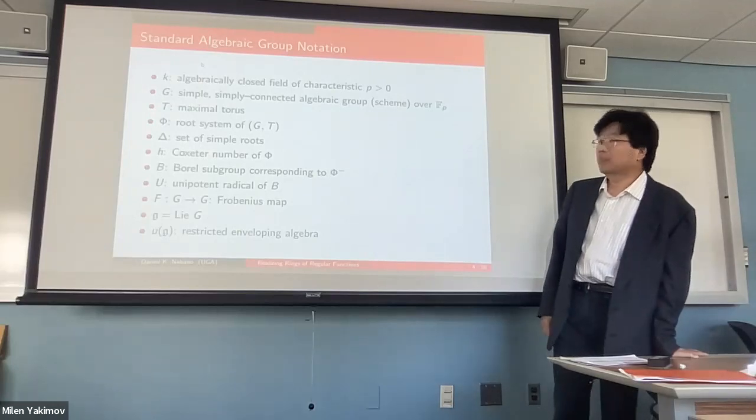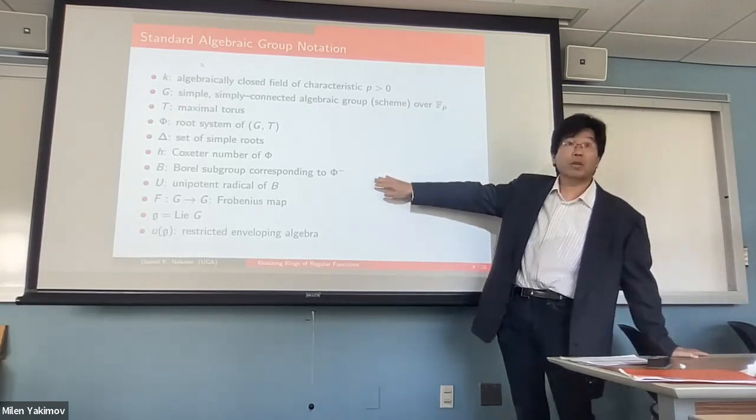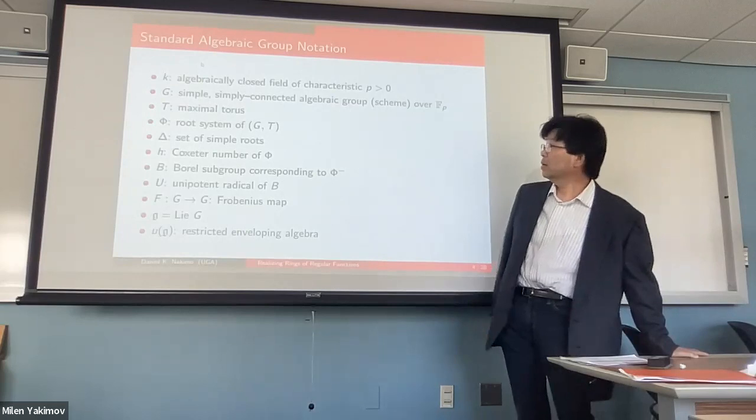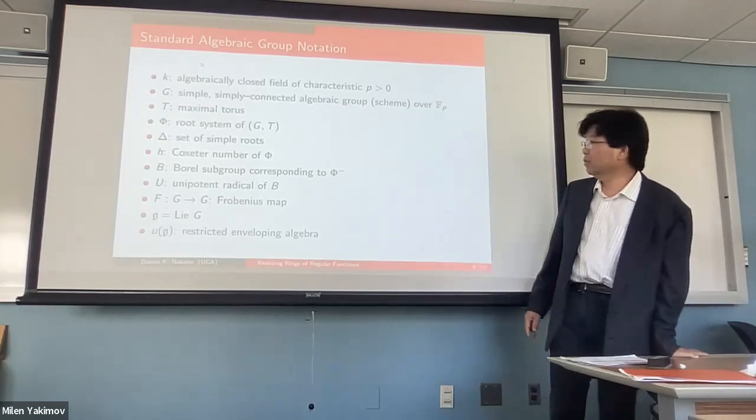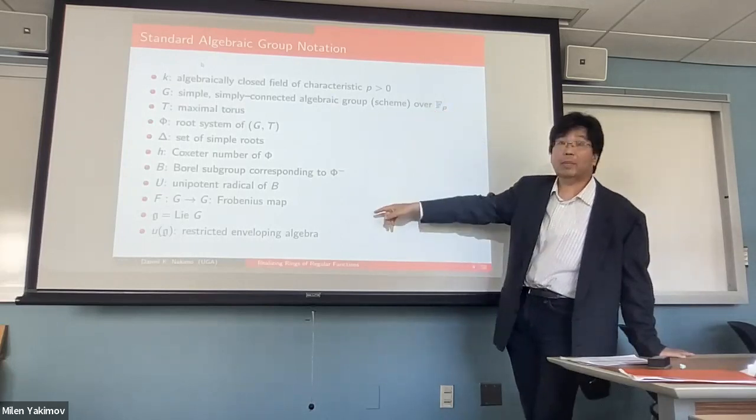The Borel subgroup I'm going to take is with respect to the negative roots. So this is the standard that's in Jantzen's Representations of Algebraic Groups book. U is just the unipotent radical of B. And whenever you're working in characteristic p, the Frobenius map is really important.